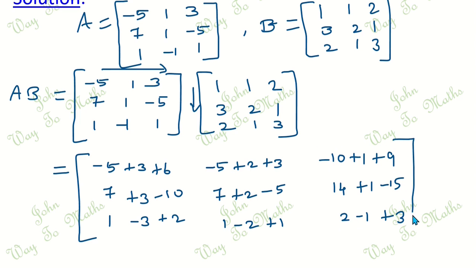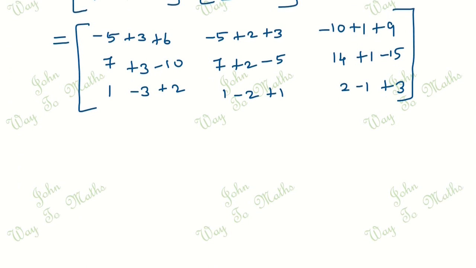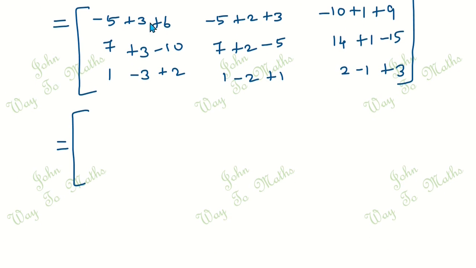So which is equal to: 3 plus 6 becomes 9, 9 minus 5 becomes 4. Here -5 plus 5 becomes 0. Then 1 plus 9 becomes 10, and 10 minus 10 becomes 0. Here 7 plus 3 is 10, 10 minus 10 becomes 0. Here 7 plus 2 becomes 9, 9 minus 5 becomes 4. Then 14 plus 1 is 15, 15 minus 15 becomes 0.